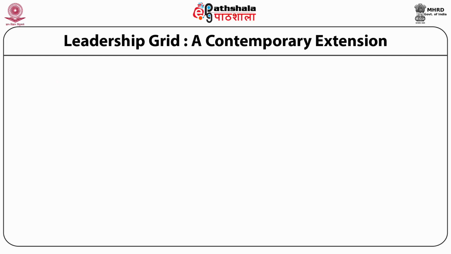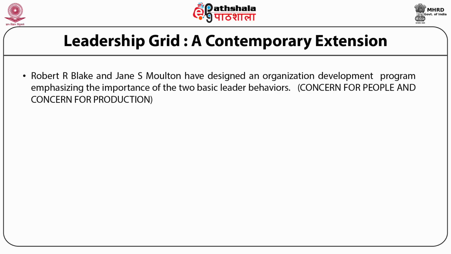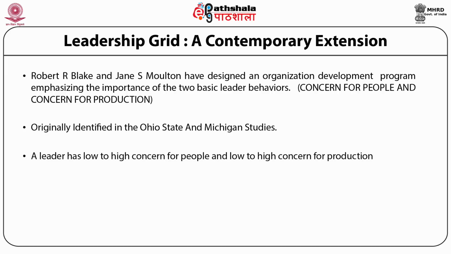The leadership grid, a contemporary extension. Robert Blake and Moulton have designed an organization development program emphasizing the importance of the two basic leader behaviors. One, concern for people, and two, concern for production. Originally identified in the Ohio State and Michigan studies, this has also an added component where a leader has low to high concern for people and low to high concern for production.